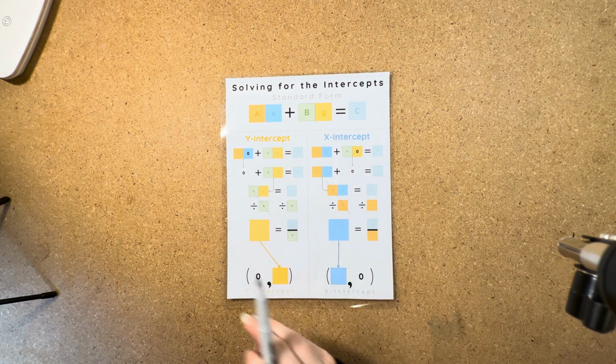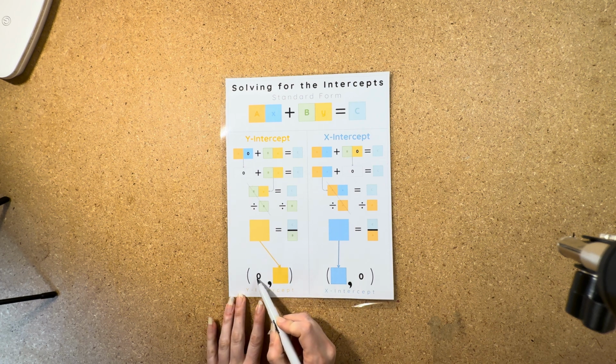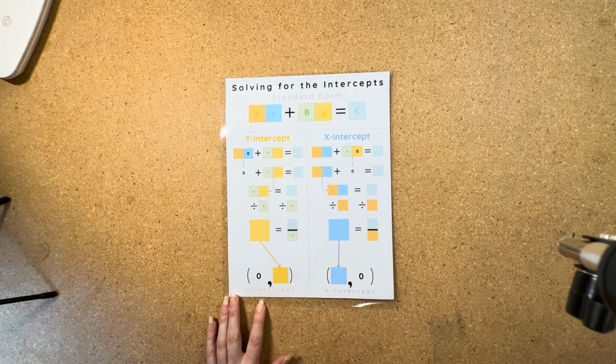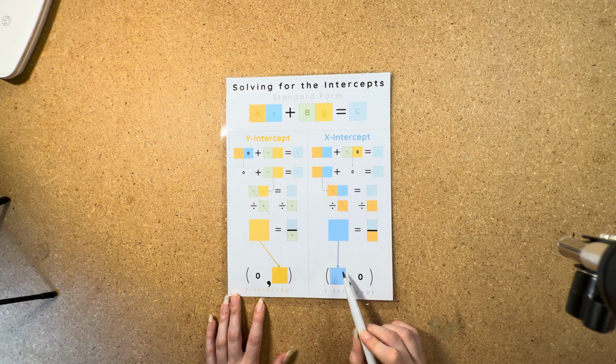And my printable here is going to take you step by step through how to solve for the y-intercept and the x-intercept. Now remember, y-intercept is always when x is equal to 0. It's always going to be 0, comma, something else. X-intercept is the opposite. It's always going to be something, comma, 0. Y is 0. That's when you have the x-intercept.